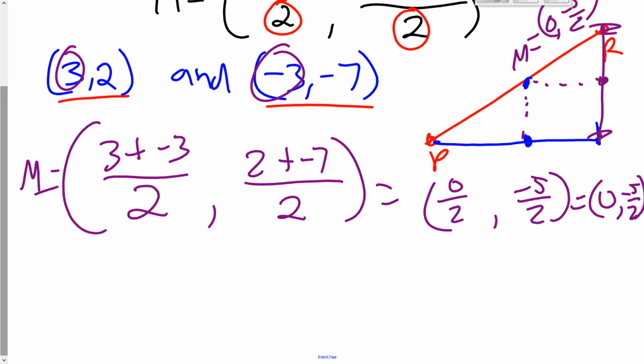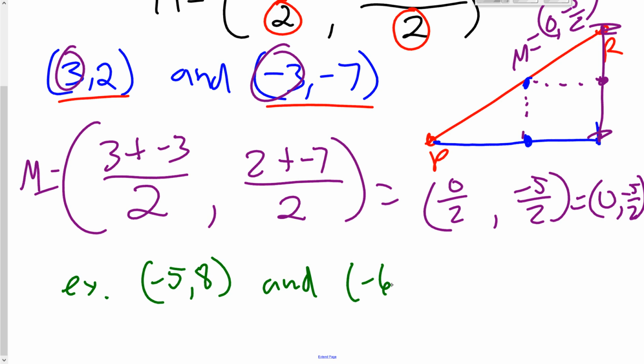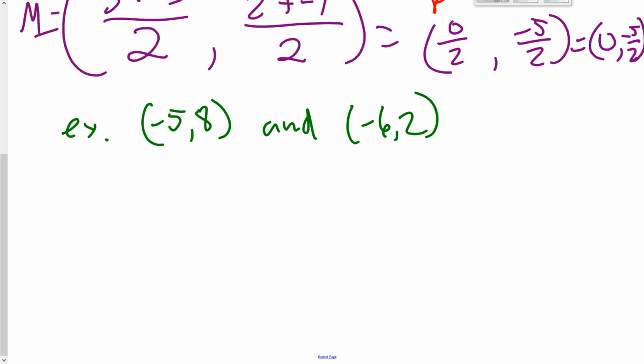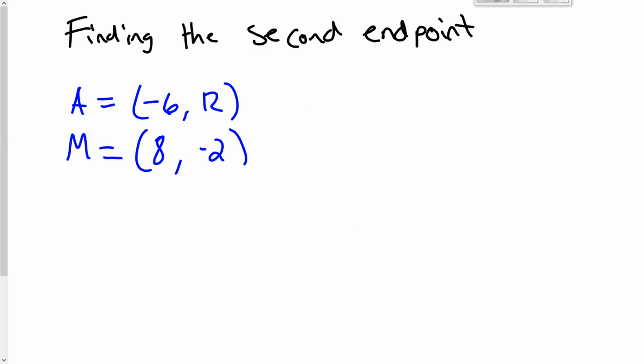Here's another one. Go ahead and practice on this one. So do this example. Negative 5, comma, 8. So once I write this down, go ahead and pause the video, and then I'm just going to write the answer at the end, okay? So go ahead and pause the video, and then I'll just give you the answer. So the answer is negative 11 over 2, comma, 5. So that would be your answer to that problem.